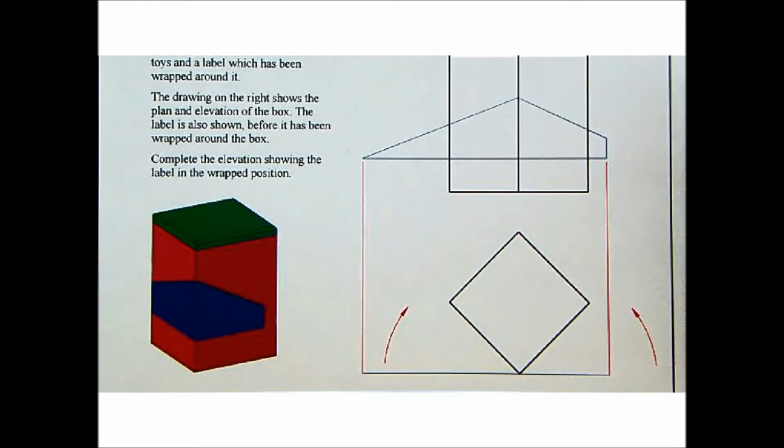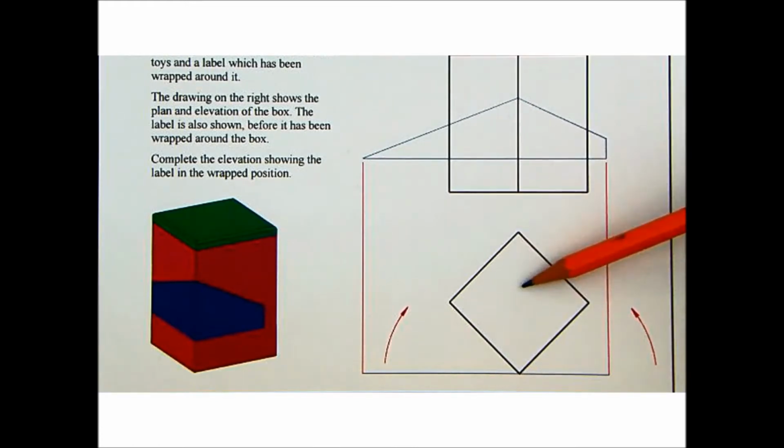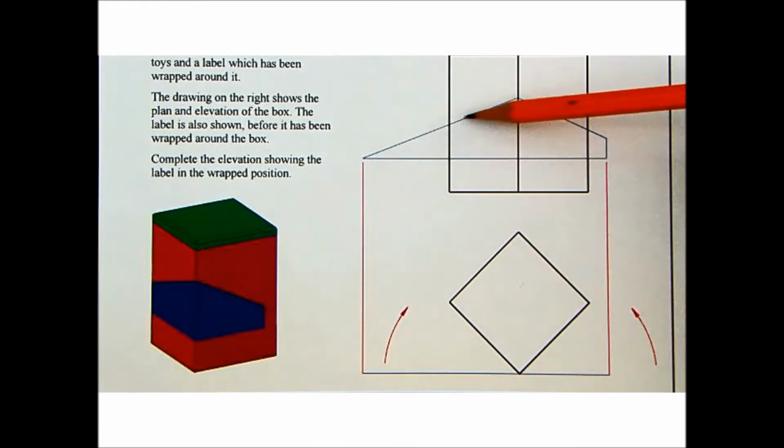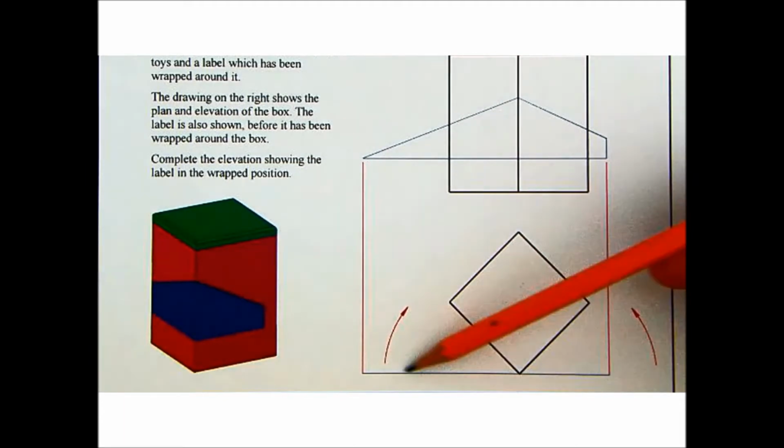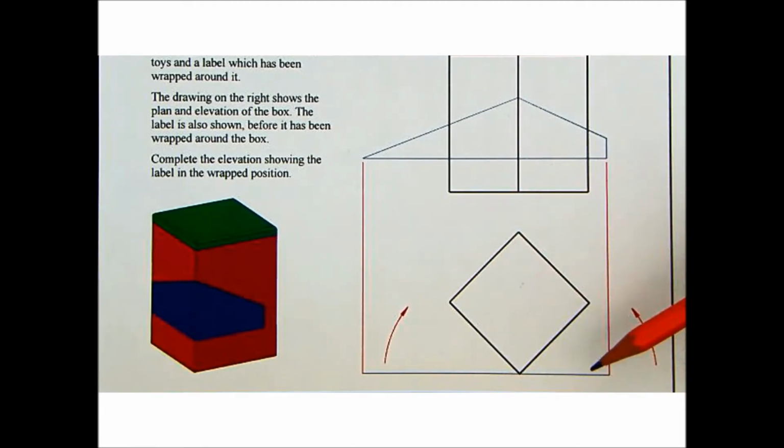Okay, so a little auto-graphic rotation question here. What we have is the elevation of the box, the plan of the box, the elevation of the label and the plan of the label when it's unwrapped. So that's the plan of the label flat. What we have to do is rotate it up to the surface and show that in elevation. The right hand side is going to be the simplest, so I'm going to do that first for you.